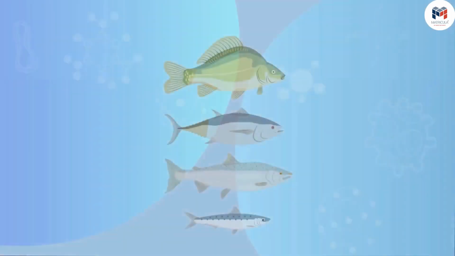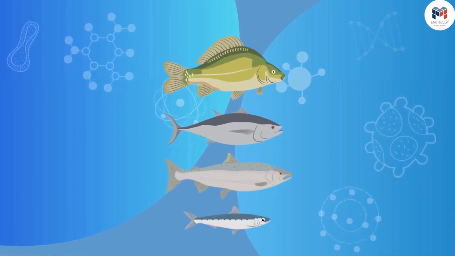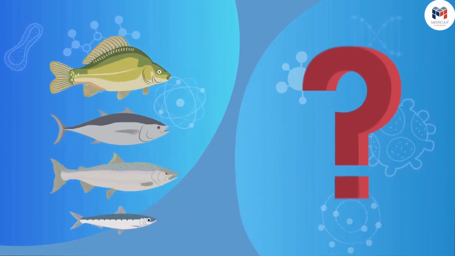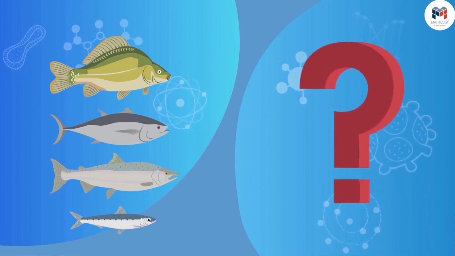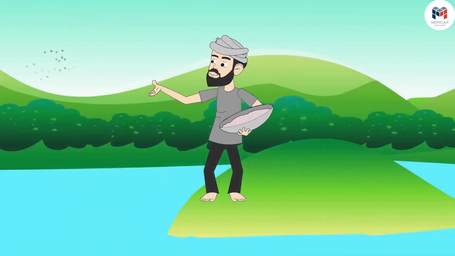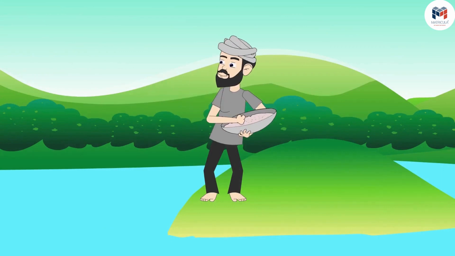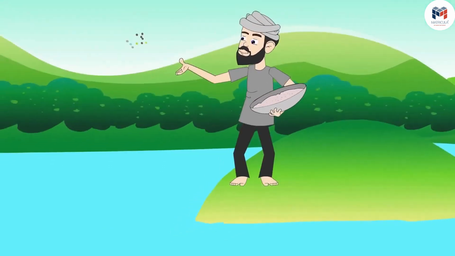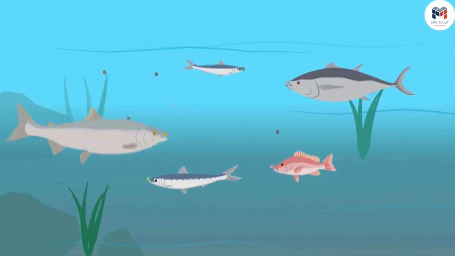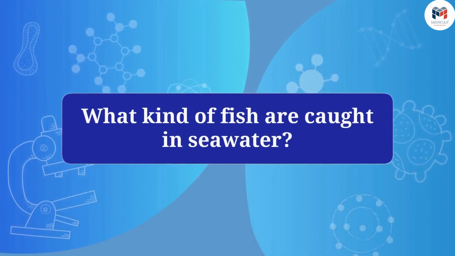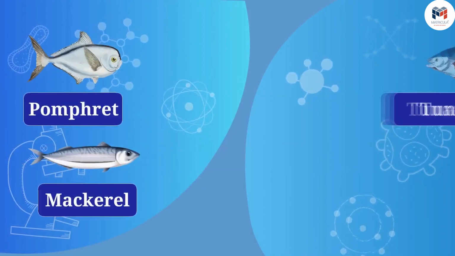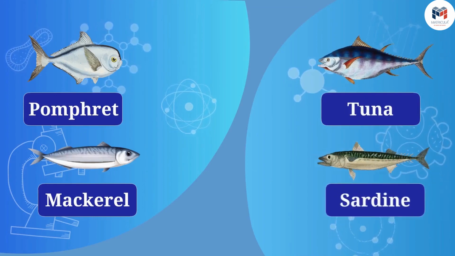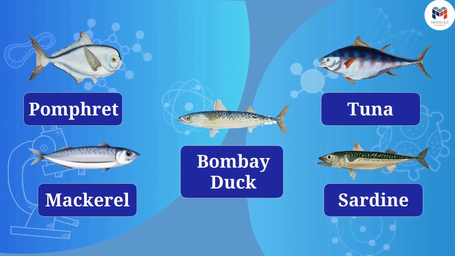Friends, what can be done in order to increase fish production? Let's know about this. Fish production can be increased by fish culture. In this method, the selected kinds of fishes are grown with care in limited areas of lake or sea. Do you know what kind of fish are caught in seawater? Fish like pomfret, mackerel, tuna, sardine, and Bombay duck are caught in the sea.